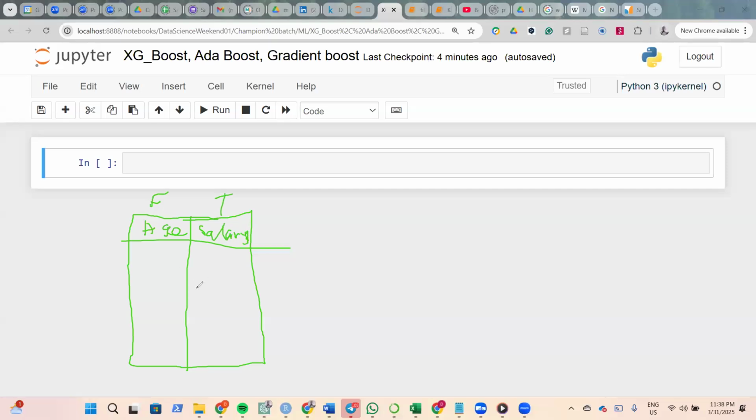So let's say we get our data: age 20, 30, 40, and 50. And here we get salary like 30,000, 50,000, 60,000, and then 45,000, for example. Assuming this is our data.